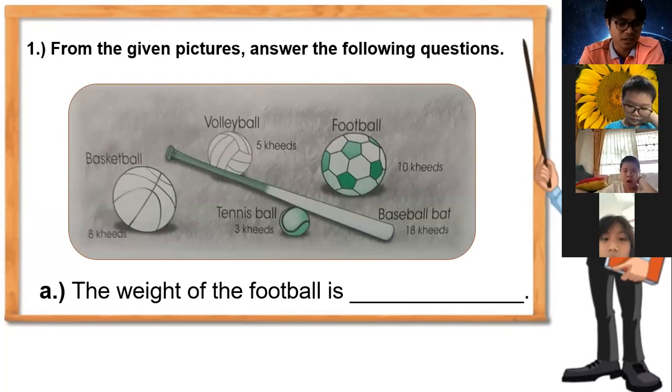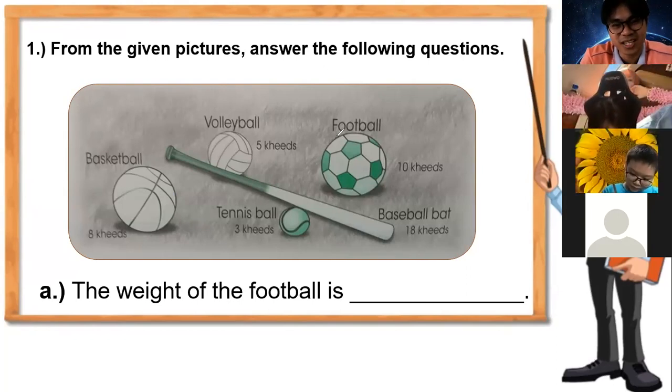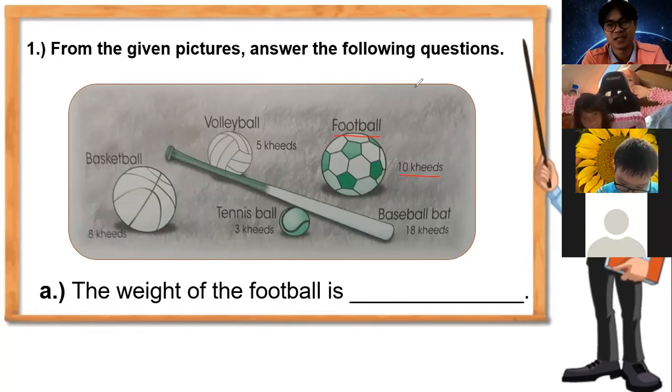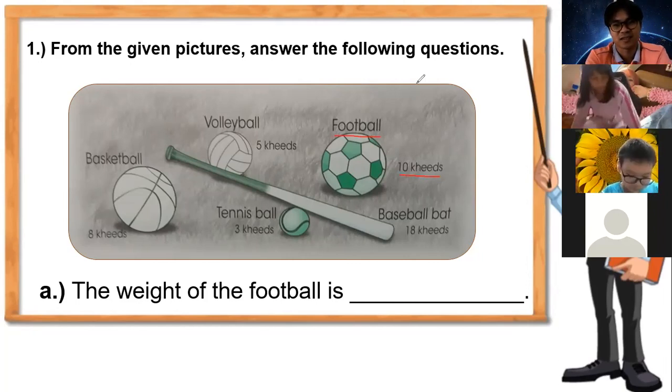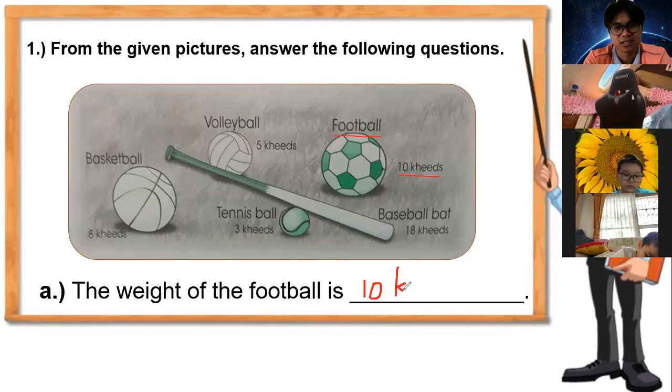Based on the picture. Letter A. The weight of the football is 10 kids. So where's the football here? This one, football. How many kids? 10 kids. Okay. The weight of the football is 10 kids. Right?